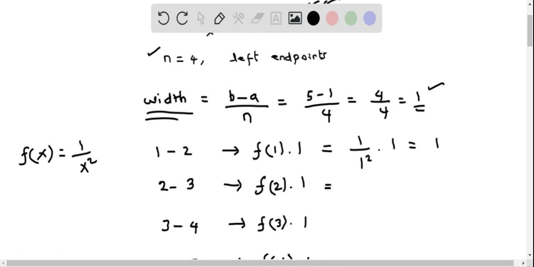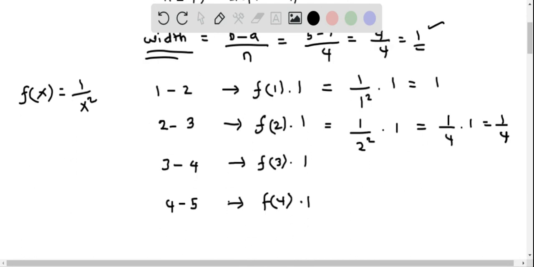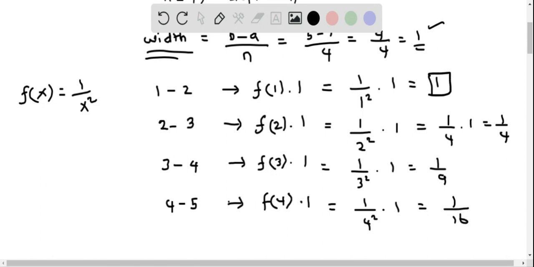Now the area of the second rectangle is given by f of 2 times 1. So f of 2 is 1 over 2 squared times 1, and 2 squared is 4, so this equals 1 by 4. Now similarly we find the area of the next two rectangles. Here it will be 1 over 3 squared times 1, and 3 squared is 9, so this is 1 by 9. And for the last rectangle, it is 1 over 4 squared times 1, which equals 1 by 16. So the areas of these rectangles are 1, 1 by 4, 1 by 9, and 1 by 16.